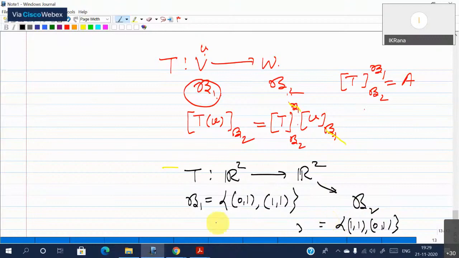So that is my B2. So this is an ordered basis. In this, the order is this first, this second. In this, the order is interchanged. So these are different ordered bases.